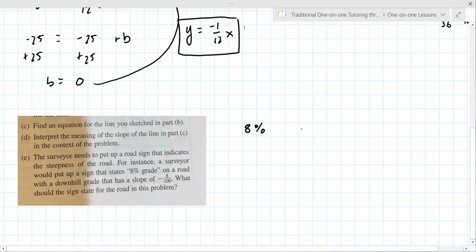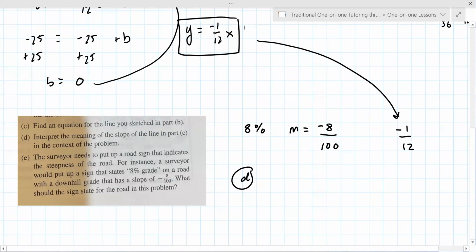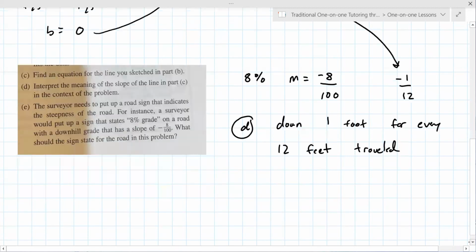Okay, so this 8% grade, if you're driving, you might have seen that every so often. 8% grade. What that means is it's a slope of minus 8 over 100. And you might say, well, why is it negative? We could talk about that, but let's just go with it for right now. So in your problem, your slope was minus 1 over 12. And we're doing part D right now. Part D, that means that it goes down 1 foot for every 12 feet traveled horizontally.